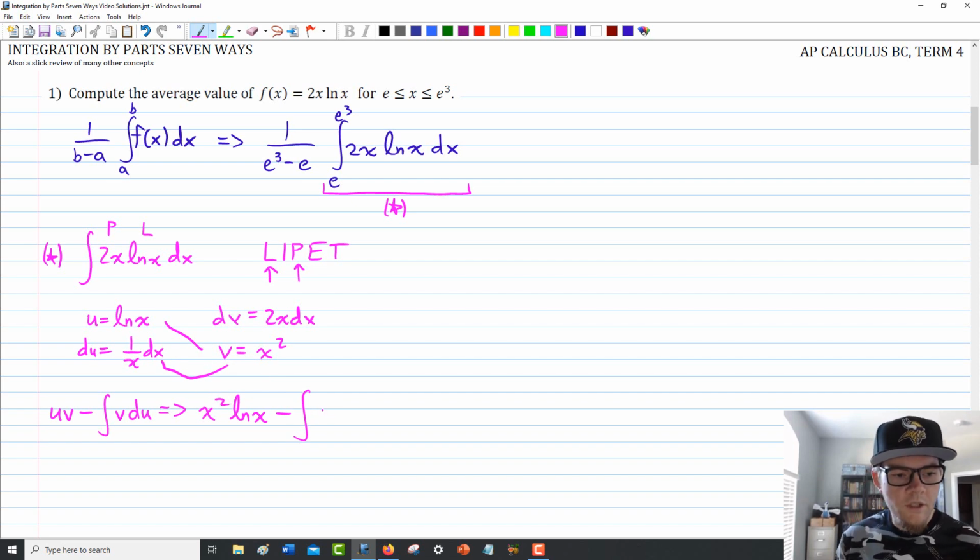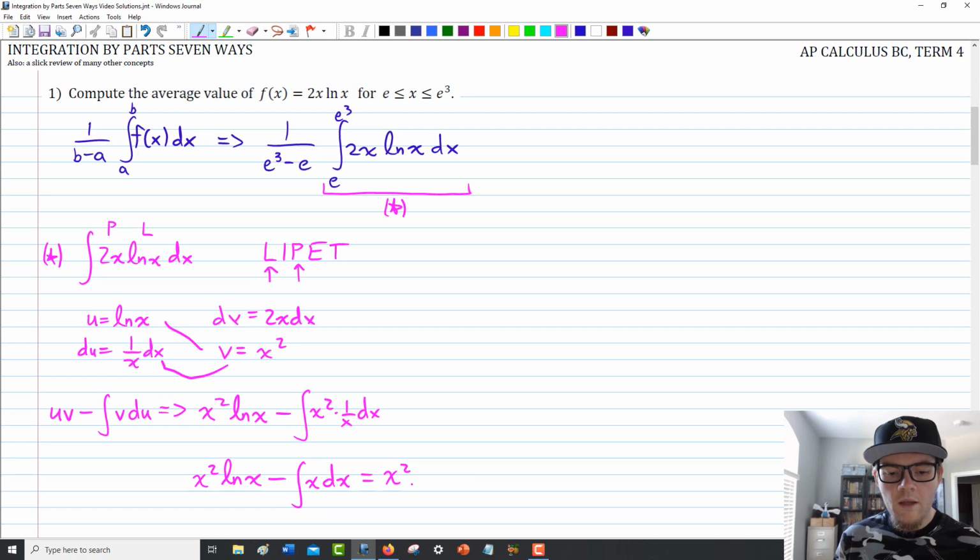So minus v du is going to be the integral of x squared times 1 over x dx. And having done that, we can clean this up a little bit, because that x squared times 1 over x dx cleans up really nicely. We get minus the integral of x dx.